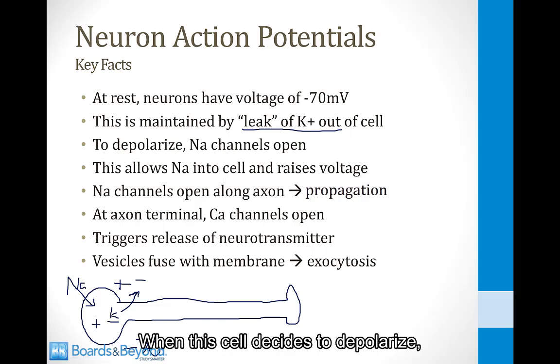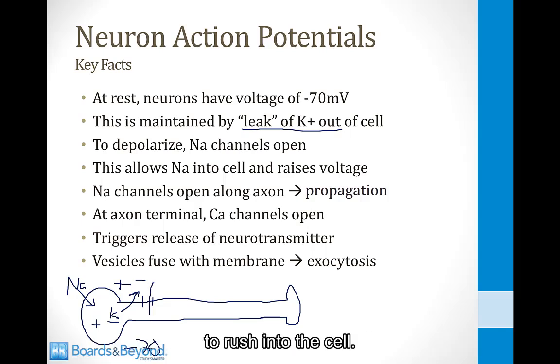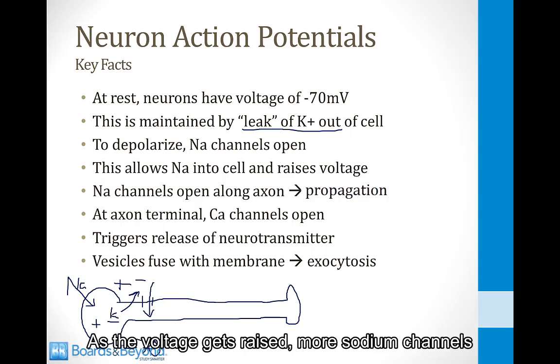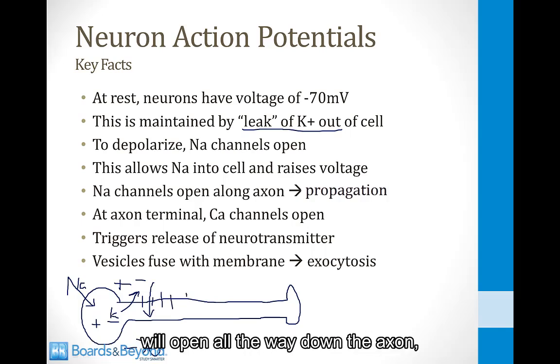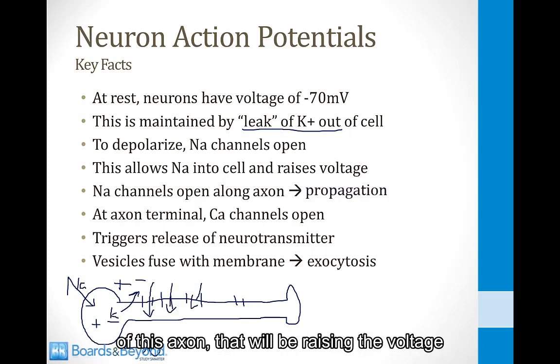When this cell decides to depolarize, it will open sodium channels, and it will allow sodium to rush into the cell. Because sodium is positively charged, it will raise the voltage across the membrane from minus 70 to some higher value. As the voltage gets raised, more sodium channels will open all the way down the axon, and you will have sodium rushing in down the length of this axon. That will be raising the voltage across the cell all the way down the neuron.